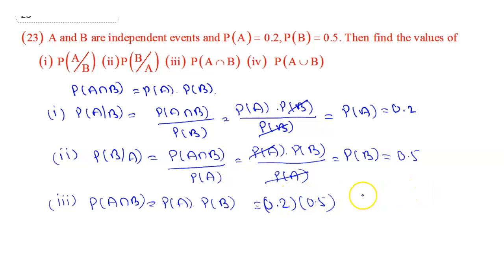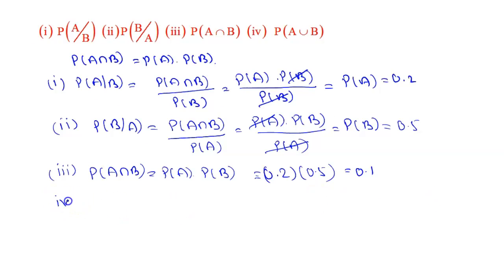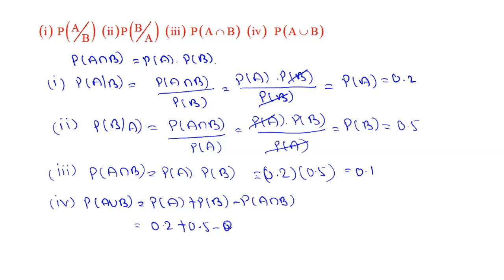0.2 into 0.5, that is nothing but 10 by 100, that is nothing but 0.1. Okay. Next, the fourth condition: P of A union B. P of A union B is equal to the formula P of A plus P of B minus P of A intersection B. So that is equal to P of A value is 0.2 plus P of B is 0.5 minus P of A intersection B is 0.1.